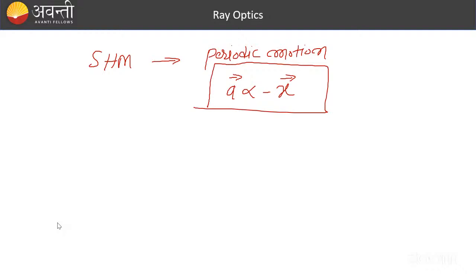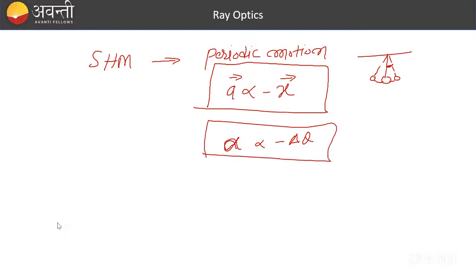And if you talk about angular SHM, that is if some body, let's say a pendulum, is moving to and fro, and such that this displacement angle is very, very small, then it will also perform SHM. We have learned it. And here alpha, that is your angular acceleration, becomes directly proportional to minus of delta theta, that is smallest displacement, or you say theta, where theta will be small displacement. So these are the characteristics.